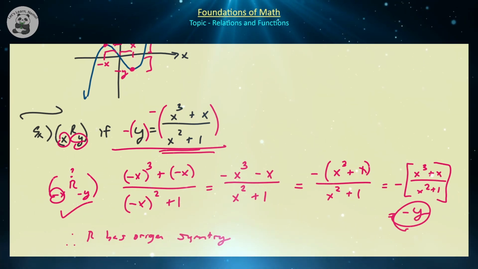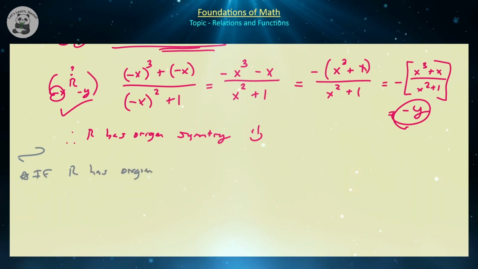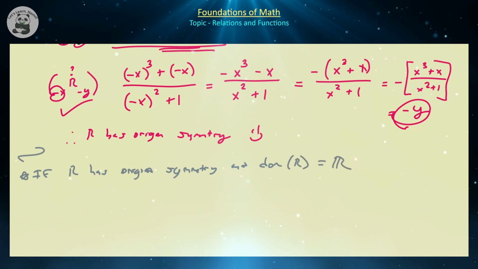Right? And that is a very, very interesting thing. So let's just mention a couple of side notes. So if R has origin symmetry and the domain of R is equal to the set of real numbers, then the point 0, 0 must belong to the relation. Okay? So if the domain of a relation is the set of real numbers, then the origin will always be an element of that particular relation.